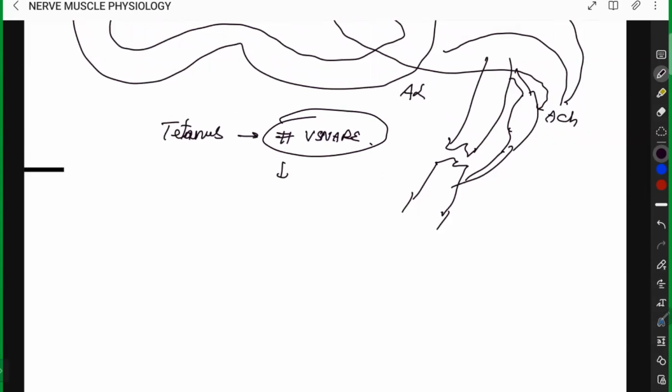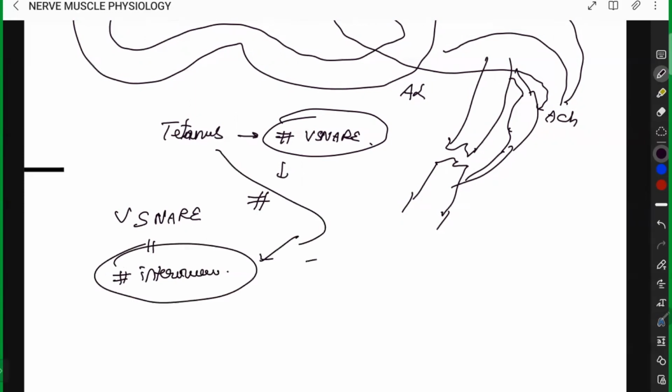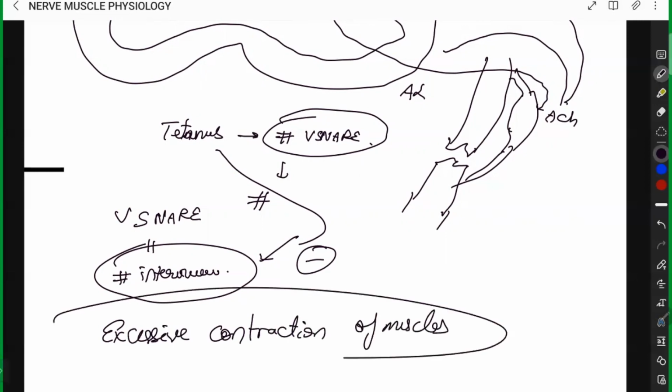Remember, it is going to block the V snare of your alpha inhibitory protein side. Your V snare is going to be the inhibitory interneurons. So when you block these inhibitory interneurons with your tetanus toxin, it is going to cause an excessive contraction of muscle. When there is an excessive contraction of muscle, it is going to lead to spastic paralysis.